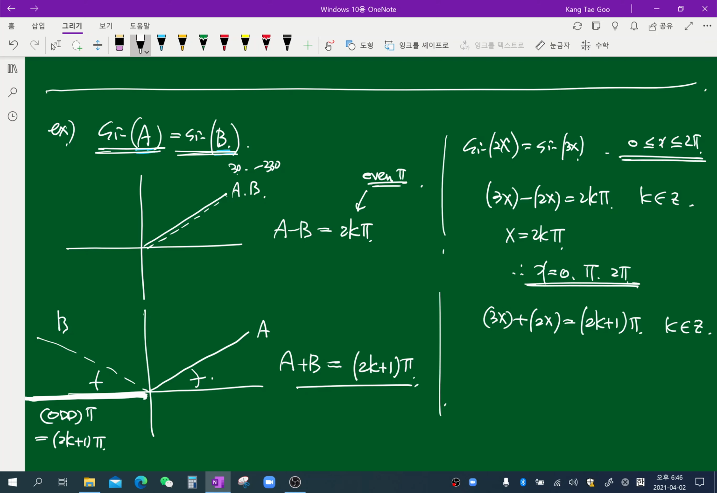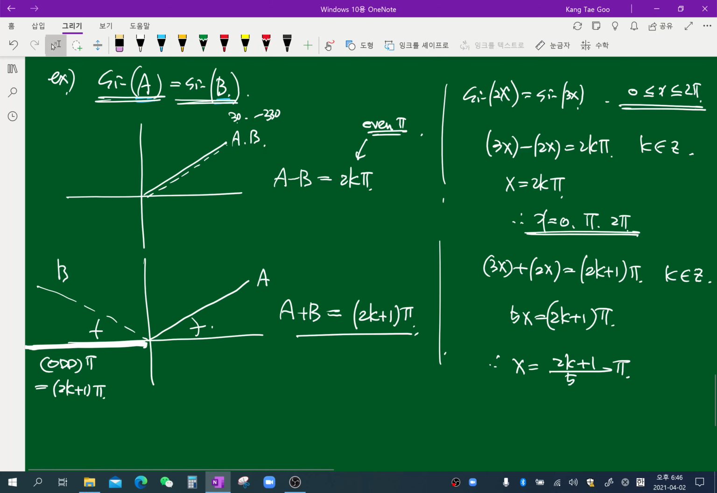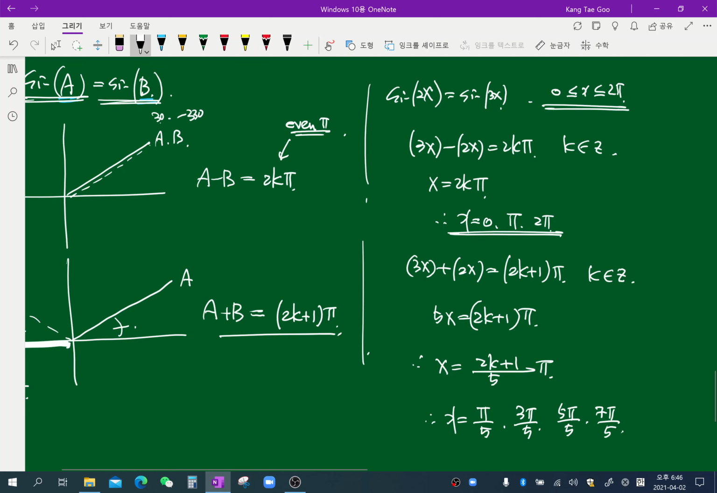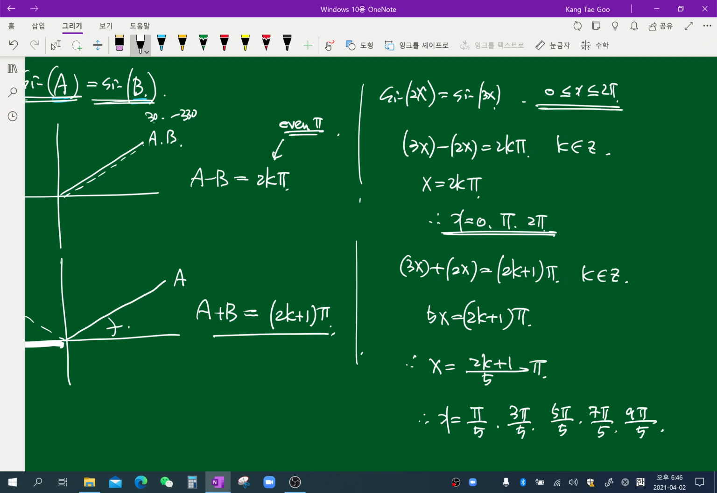And then from the bottom case, 5x goes to be 2k plus 1 pi, so that x goes to be (2k plus 1) pi over 5. x needs to be within 0 to 2 pi. When k is 0, x can be pi over 5. If k is 1, there's pi, right? Is it? Oh no, 3 pi over 5, sorry. And then 5 pi over 5, 7 pi over 5, 9 pi over 5. Up to here, the answer, this is pi.